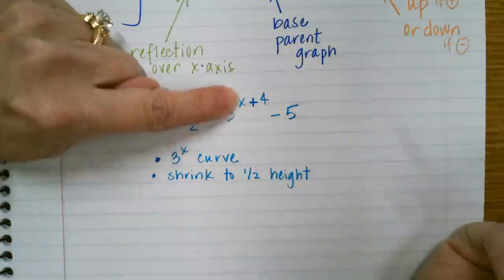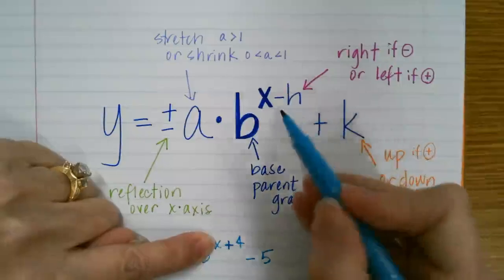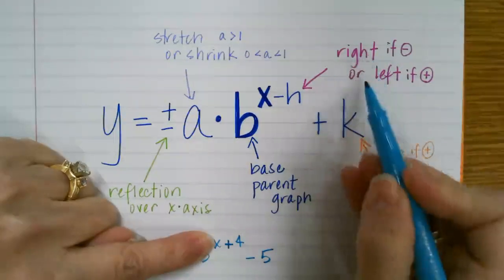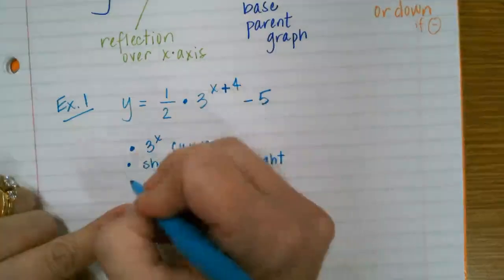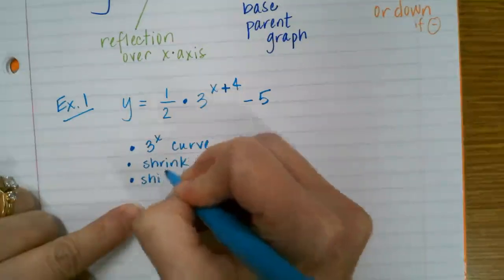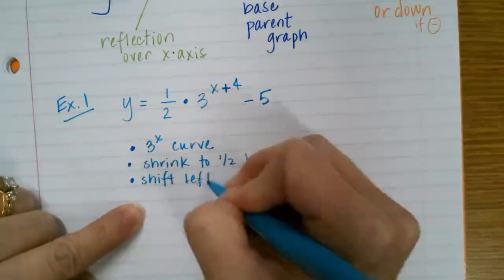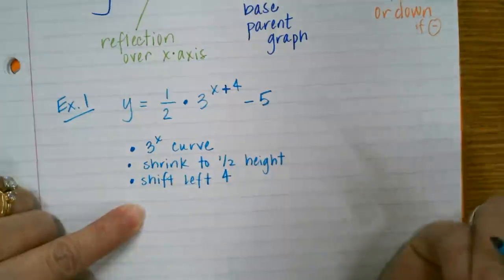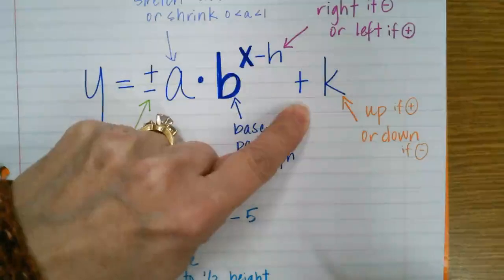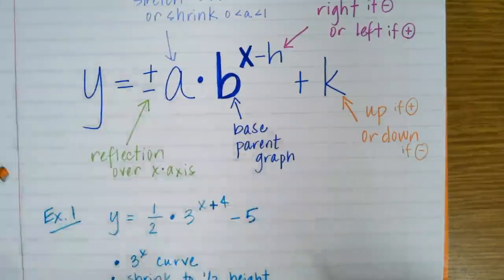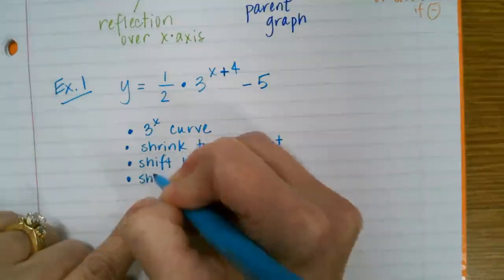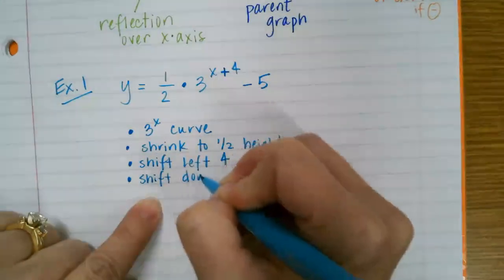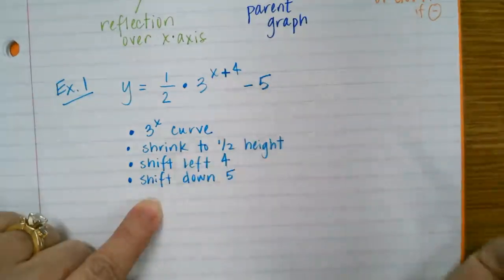Okay. This plus 4 up here is going to go right or left. Since it's a plus 4, it's going to go left. So we're going to shift left 4. And then this right here is our k, and since it's negative, we're going to go down. So we're going to shift left 4, and then we're going to shift down 5.